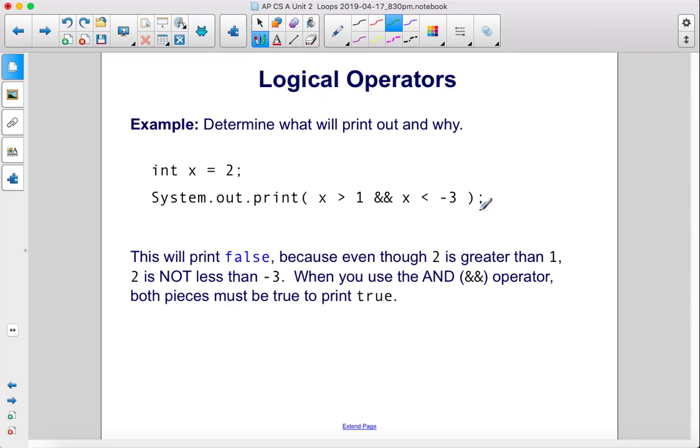This will print false because even though 2 is greater than 1, 2 is not less than negative 3. When you use the AND operator, both pieces must be true to print true.